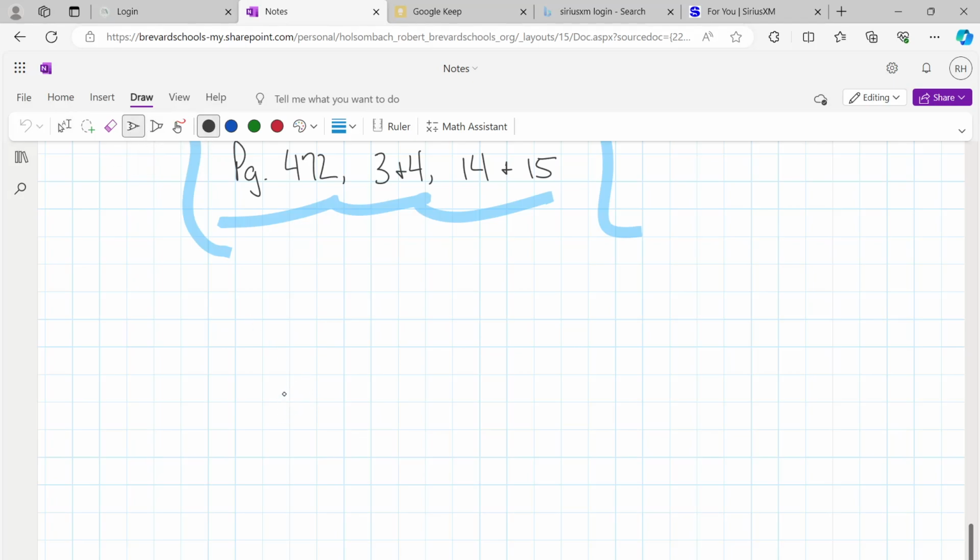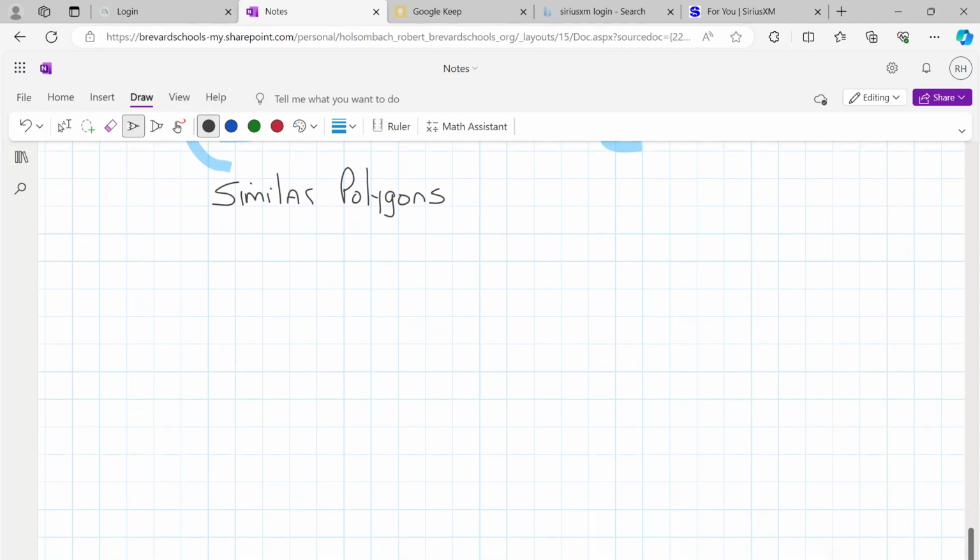All right, like I said, page 471, we're looking at example 3, and we're still working with similar polygons. In this diagram, we're finding the value of x.